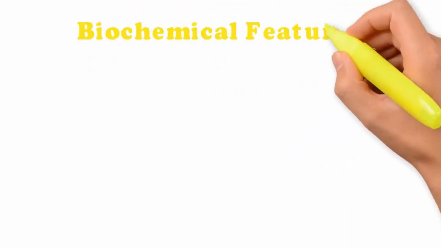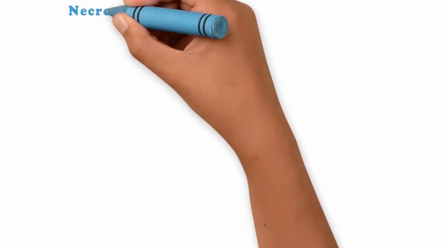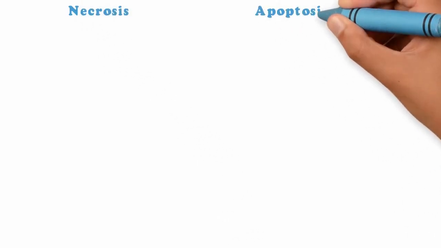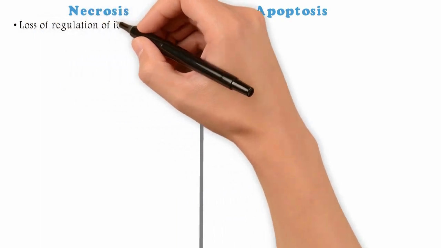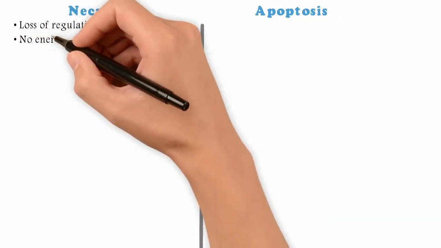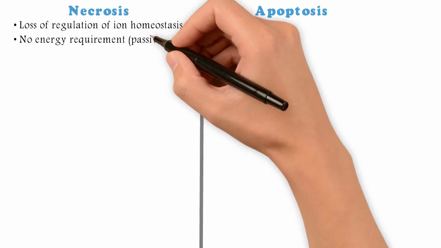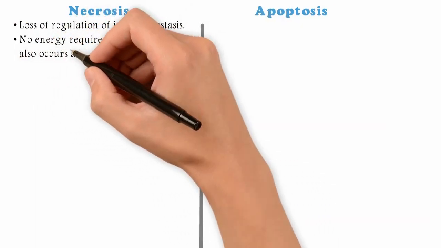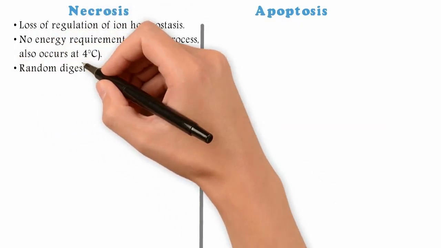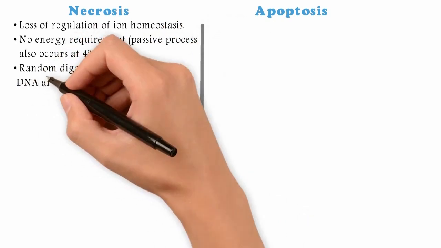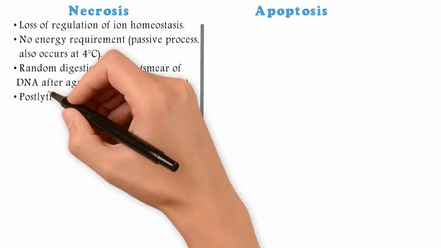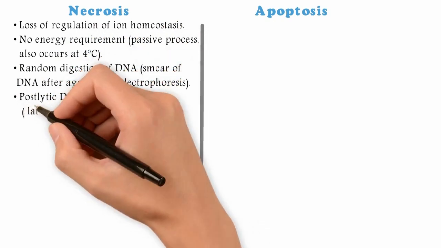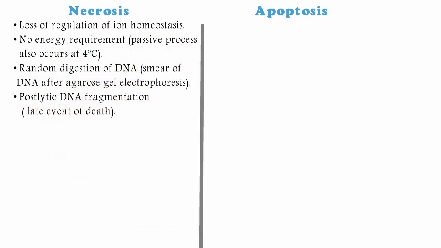Biochemical features. Necrosis: loss of regulation of ion homeostasis. No energy requirement, a passive process that also occurs at 4 degrees centigrade. Random digestion of DNA, with a smear of DNA after agarose gel electrophoresis. Postlytic DNA fragmentation.